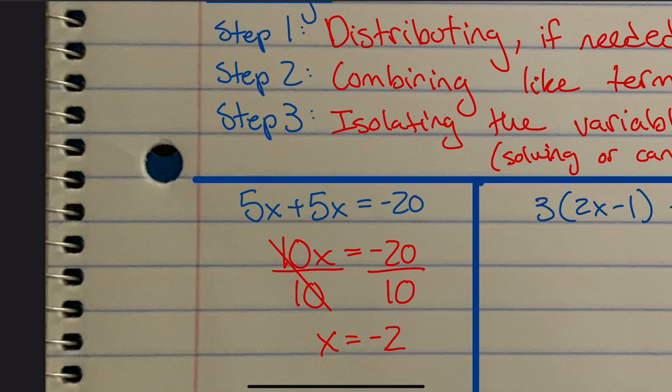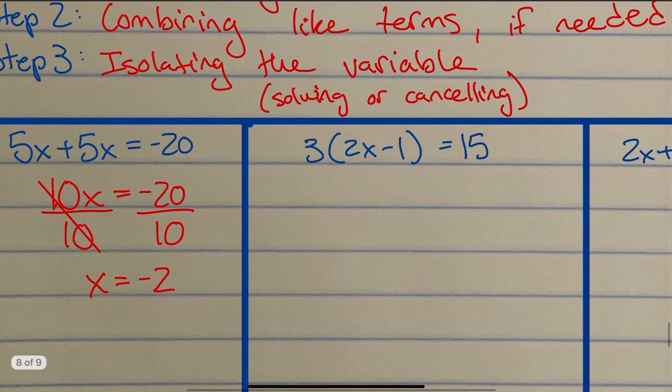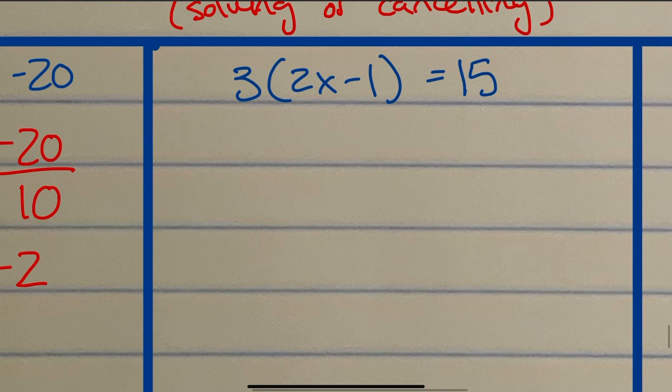All right, let's take a look at the next one. So we have 3 times the quantity of 2x minus 1 equals 15. Alrighty, so we have step 1, distribute.